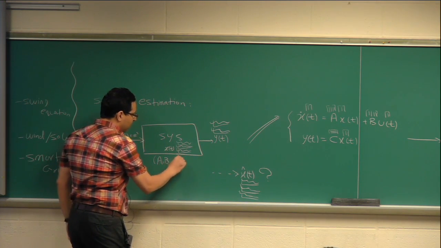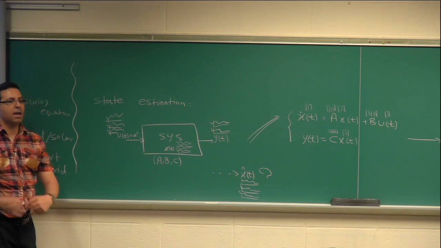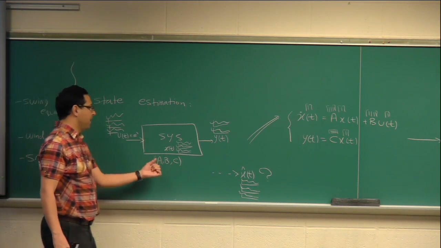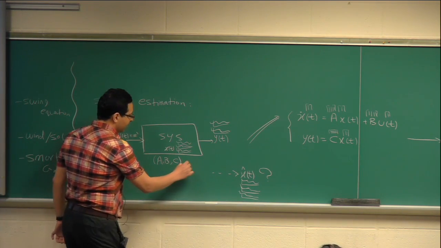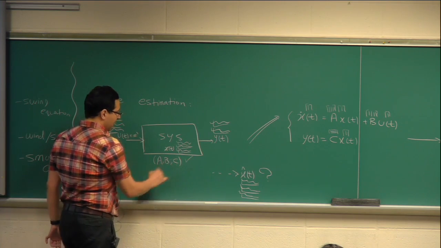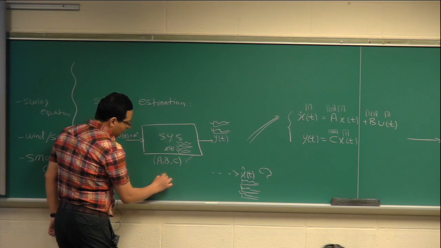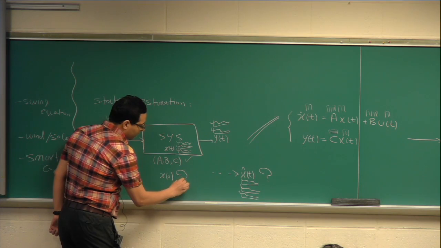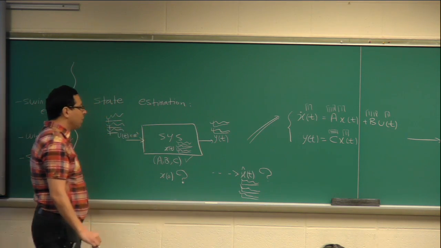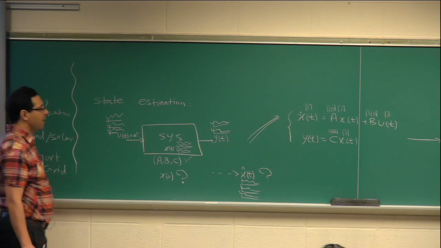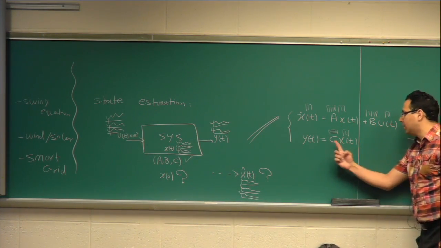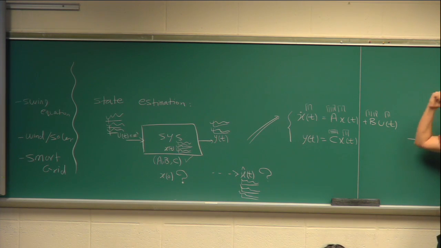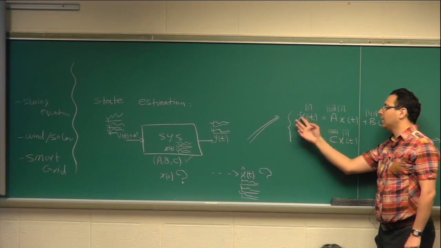A, B, C is mostly about the hardware of a system, like the model of a car, the model of an airplane, the model of a generator. We assume that we know the structure of the system. The only thing which is problematic is the state of the system. So I don't know where the system starts from. Put it this way: if I know A, I know B, I know C, I know the input, and if I know the initial x, it's easy to show that you can solve this differential equation and find x.